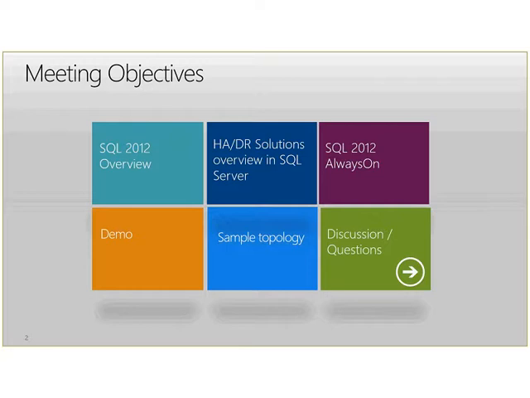And we're going to go through a demo where we'll stand up and configure a 3-node high availability cluster. We'll use SQL Server Always On for that. As part of that, Josh is going to go through some really great slides on sample topology, taking your existing environments and what those look like and turning them into a new Always On, SQL Server 2012 enabled high availability and disaster recovery solution.